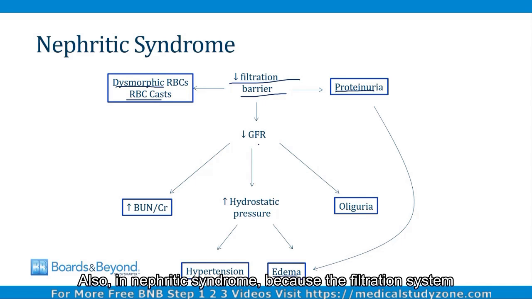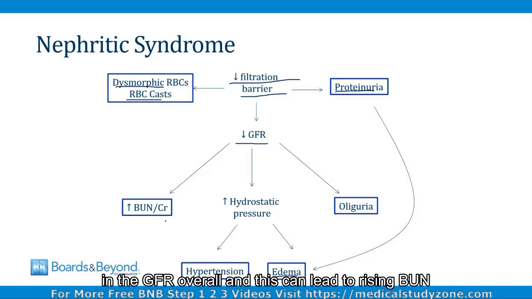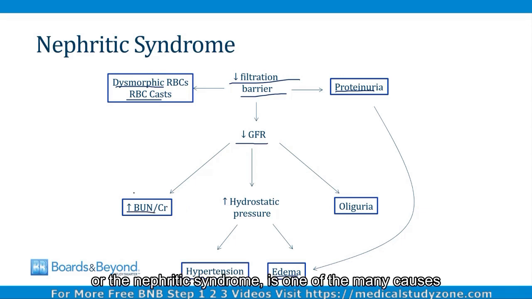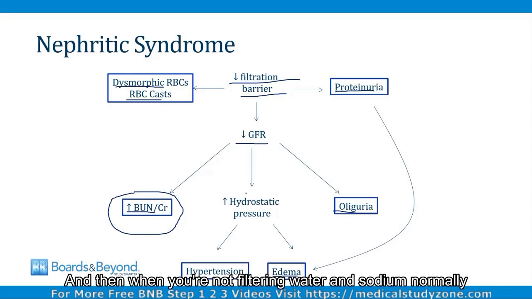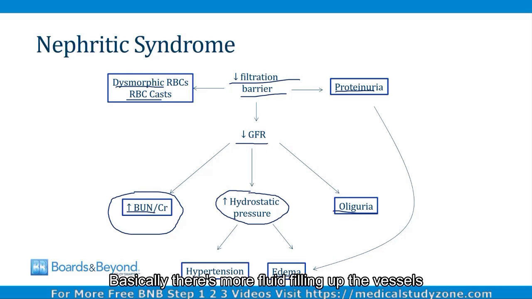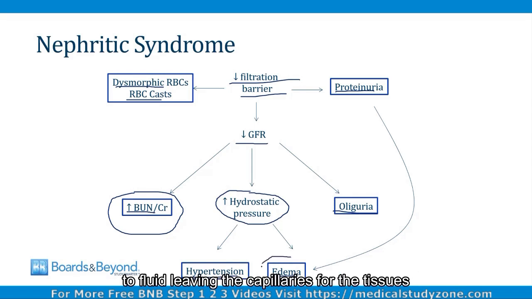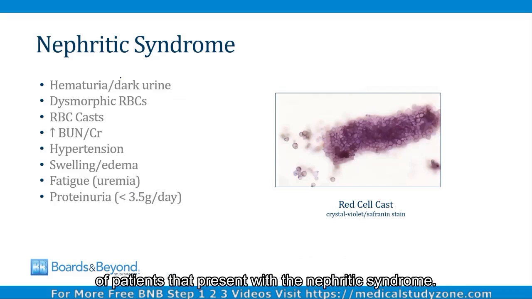Also in nephritic syndrome, because the filtration system of the kidneys is not working, there's a fall in the GFR overall, and this can lead to rising BUN and creatinine, and therefore glomerulonephritis or the nephritic syndrome is one of the many causes of acute renal failure with an acute rise in BUN and creatinine. If the fall in GFR is significant, it can lead to decreased urine production, which is oliguria or even rarely anuria. And then when you're not filtering water and sodium normally, there's a rise in hydrostatic pressure. Basically, there's more fluid filling up the vessels of the body. This can lead to hypertension, and this can also contribute to fluid leaving the capillaries for the tissues and causing edema.